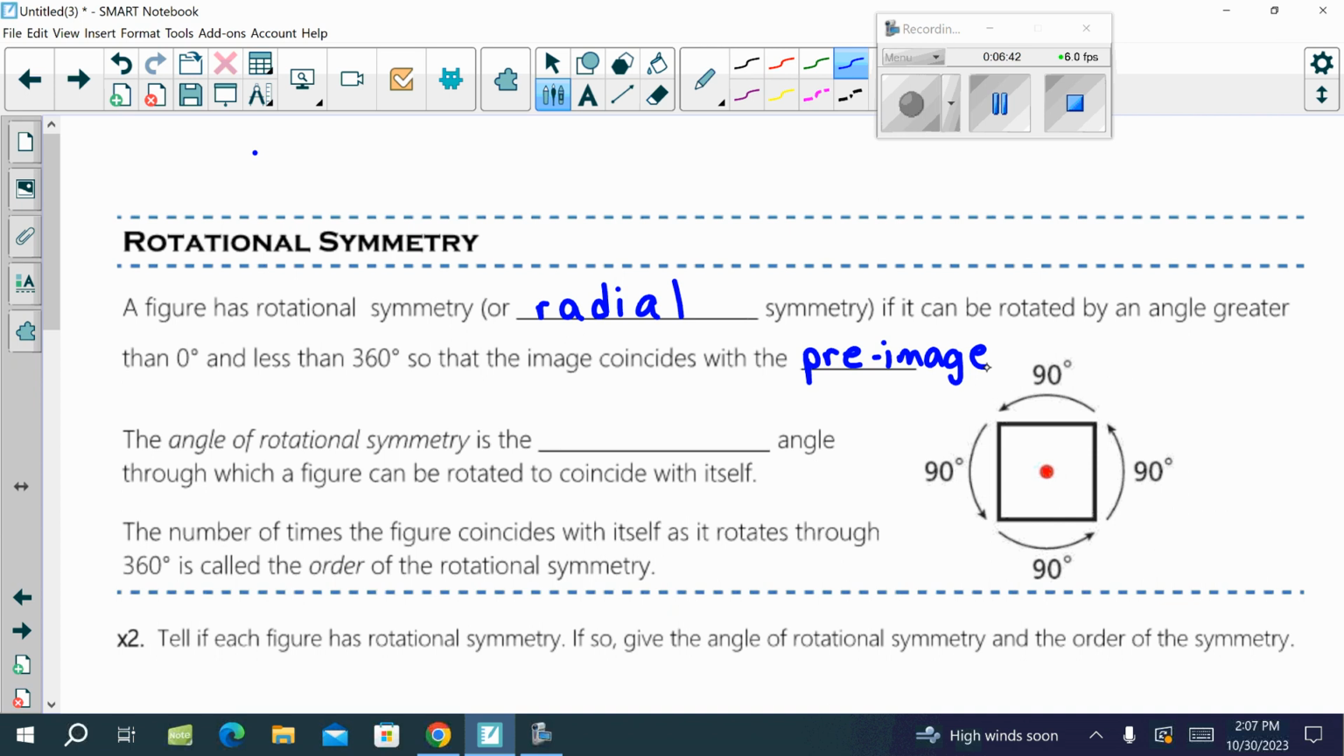Right? An angle of rotational symmetry is the smallest angle through which a figure can be rotated to coincide with itself. So how many times can you rotate it and it look identically the same? The number of times that figure can coincide with itself, so the number of times it looks identical to itself, is called the order of the rotational symmetry.